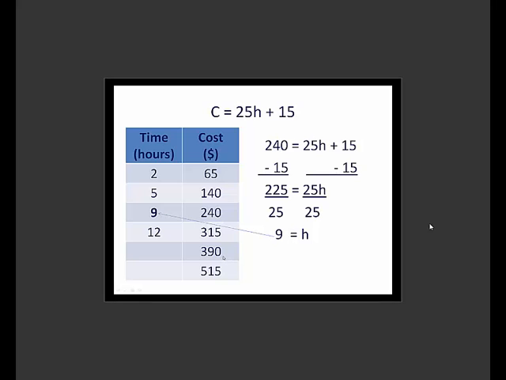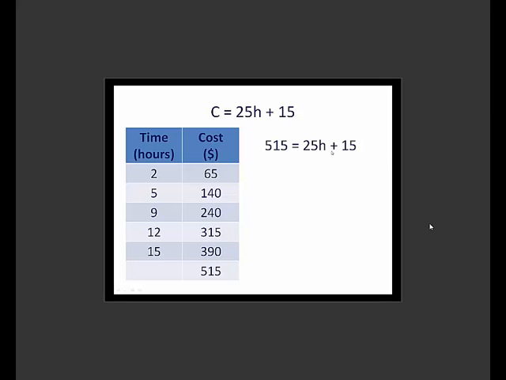So we can do the same thing with 390. Look, I can take out the C and put 390, subtract 15 from both sides, divide by 25, and I get 15 hours. And so that goes right there. So if you want to try 515, you could pause the video right now, plug the 515 into your equation right here, and solve.